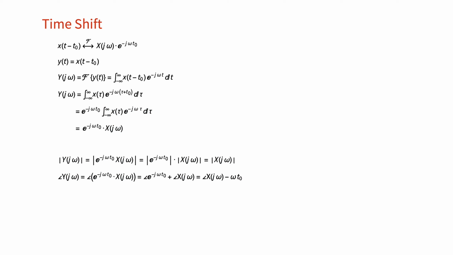If we use the formula for the Fourier transform, write out the integral, and then apply a change of variable called t minus t0 equals tau, the new integral will be as shown here. If we extract the constant term e to the power minus j omega times t0, then what we are left with is the Fourier transform of x of t. Note that the magnitude remains unchanged and the phase is shifted by omega t0.